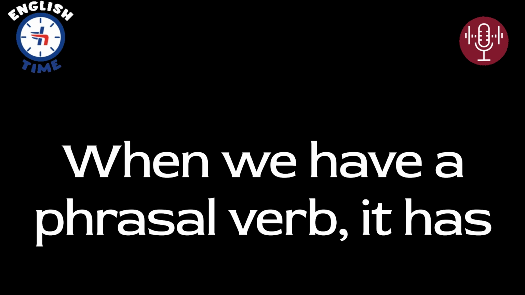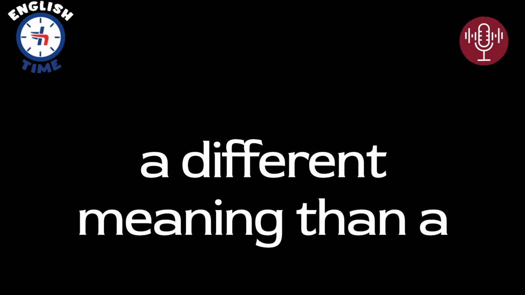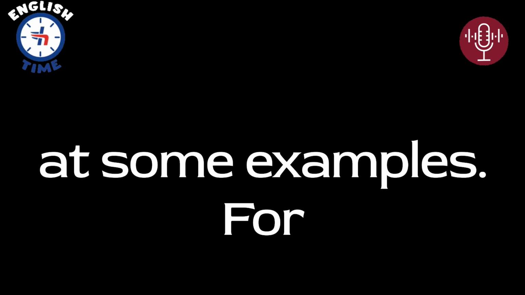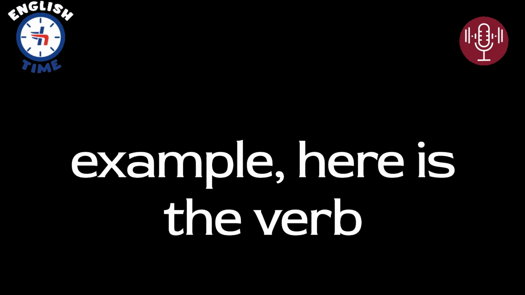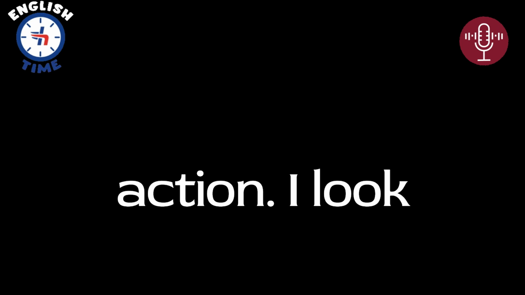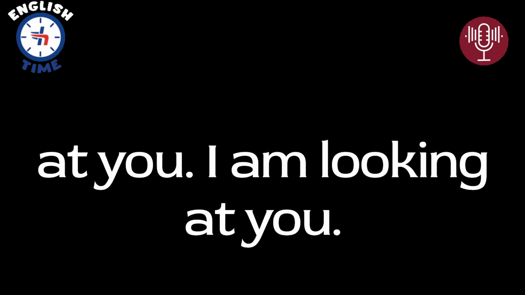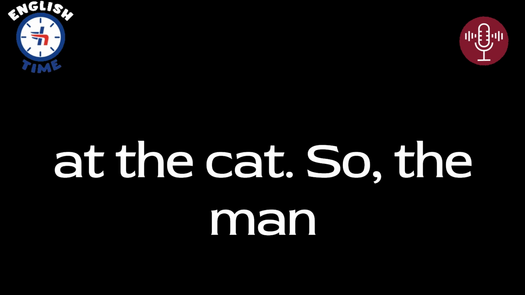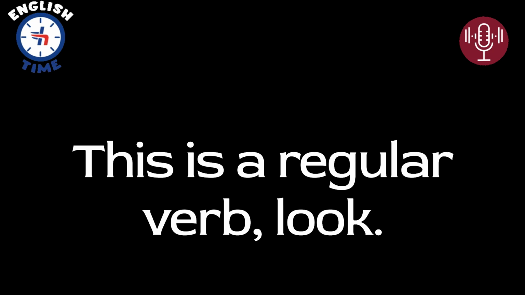When we have a phrasal verb, it has a different meaning than a regular verb. Let's look at some examples. For example, here is the verb look. Look is an action. I look at you. I am looking at you. The man looks at the cat. So the man is looking at the cat. This is a regular verb, look.